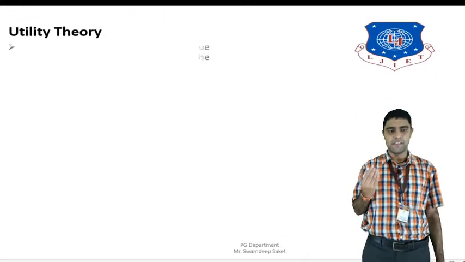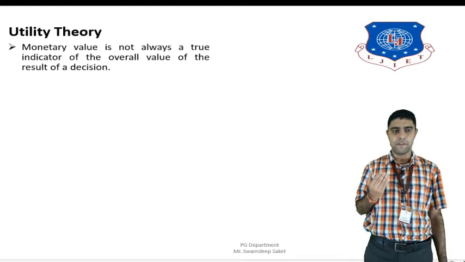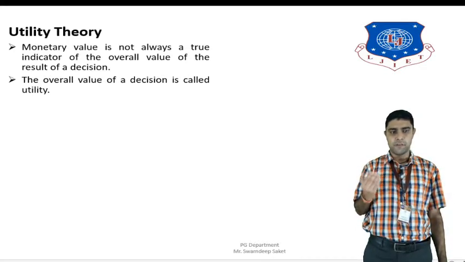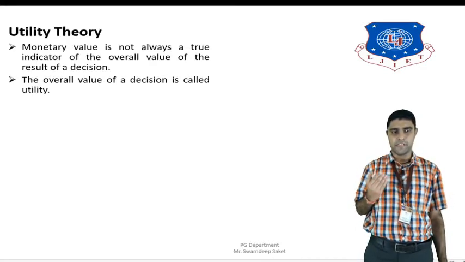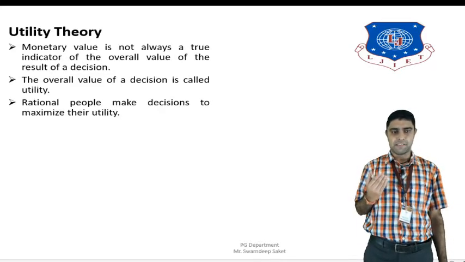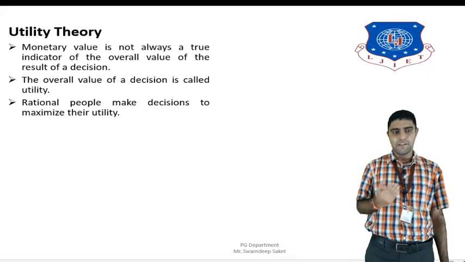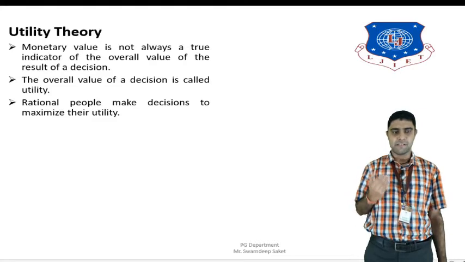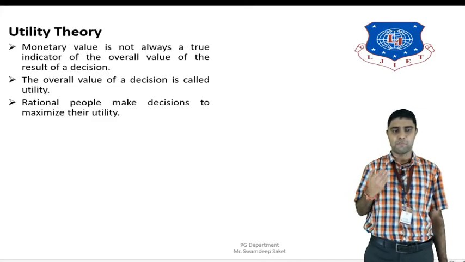After that, utility theory. Monetary value is not always a true indicator of the overall value of the result of a decision. The overall value of a decision is called utility, so it is known as utility theory. It is most important, and it is basically used in decision making in business analytics. Rational people make decisions to maximize their utility. They are taking decisions based on their maximum utility, so they are maximizing the profit using utility theory.